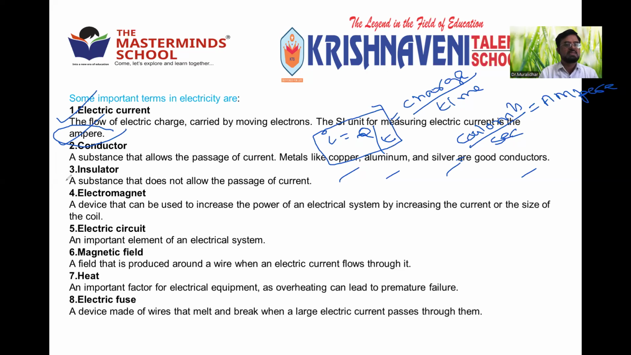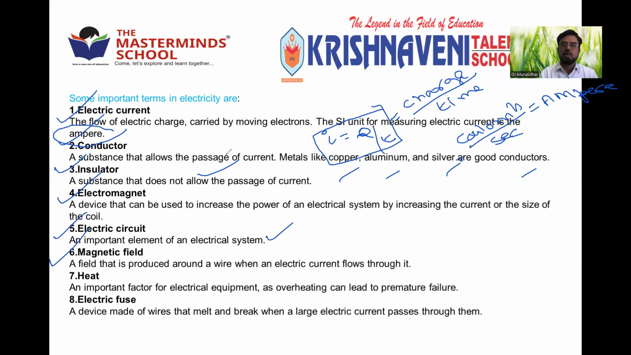Then insulators, the opposite, a substance that does not allow the passage of current, right? Very important. Then we will come across electromagnets. Whenever you pass current, magnetism is produced. That we'll see later. So electric circuit, as you have just seen, is an important element of an electric system, where there is a flow of current through a cable.